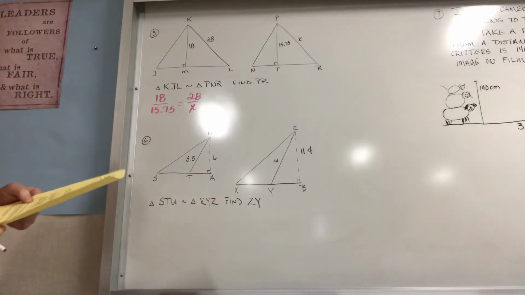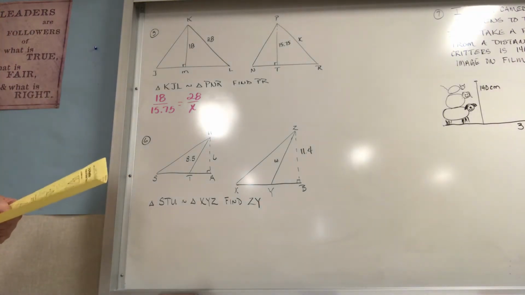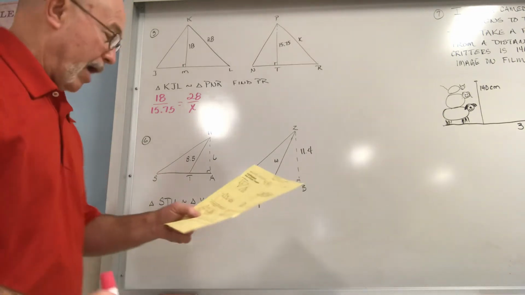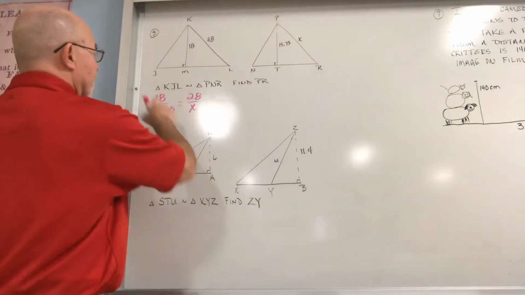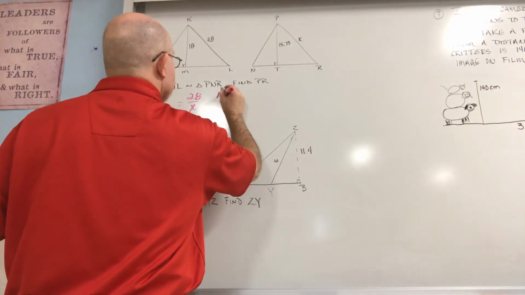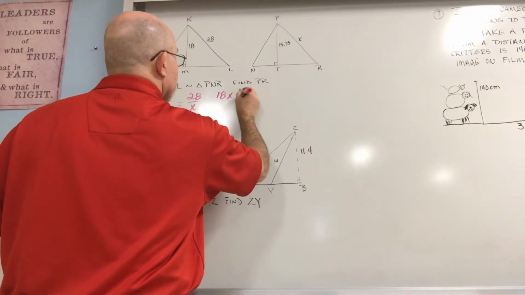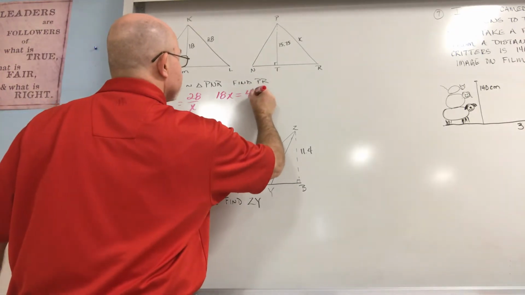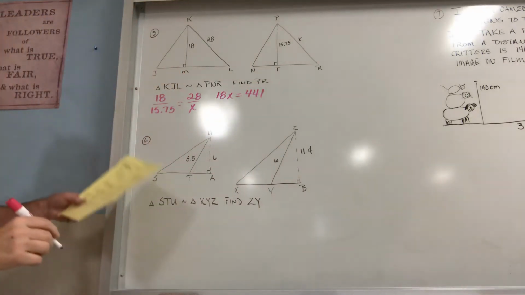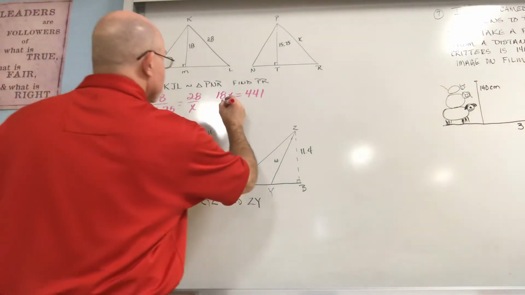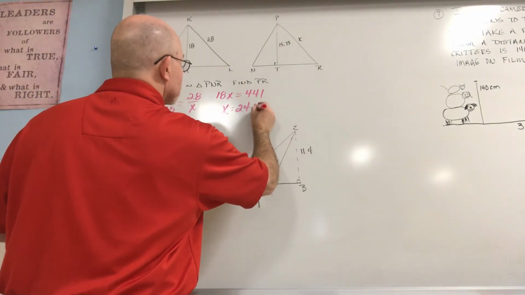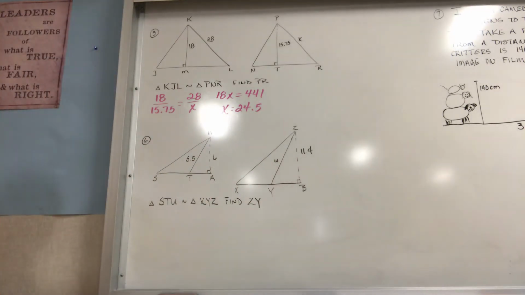Okay, this one's not going to be all that simple to deal with, but once again, this is purely calculator math right here. That times that times that. So I've got 18x equals 441. Divide both sides by 18.